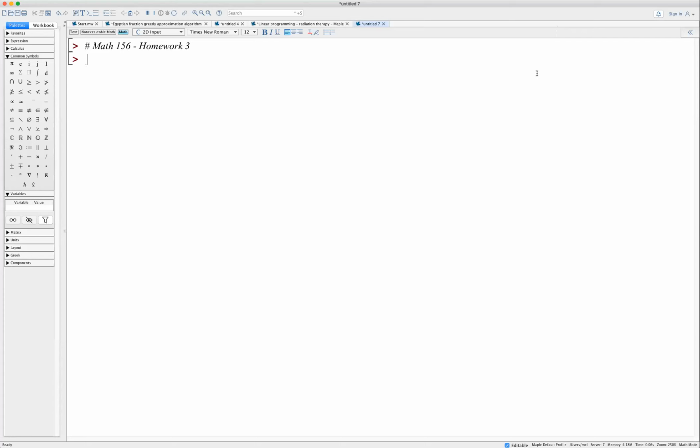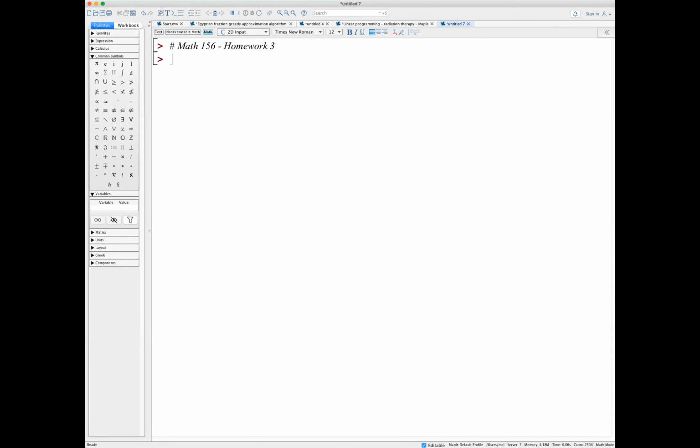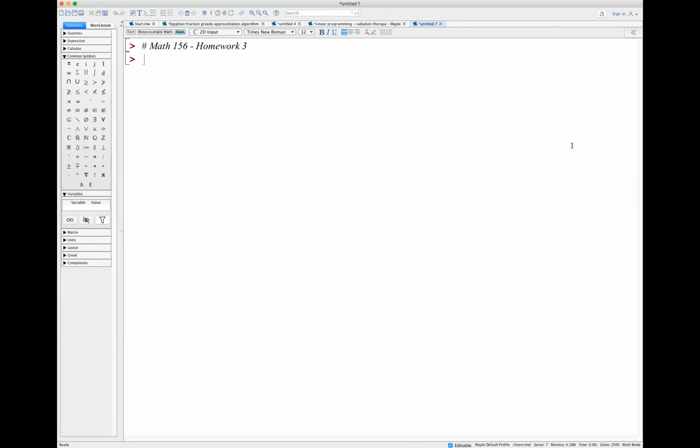This is Math 156, Maple for Calc 2, and I'm going to go over homework 3. For problem 1, we have a certain function f, which is a polynomial of degree 5.